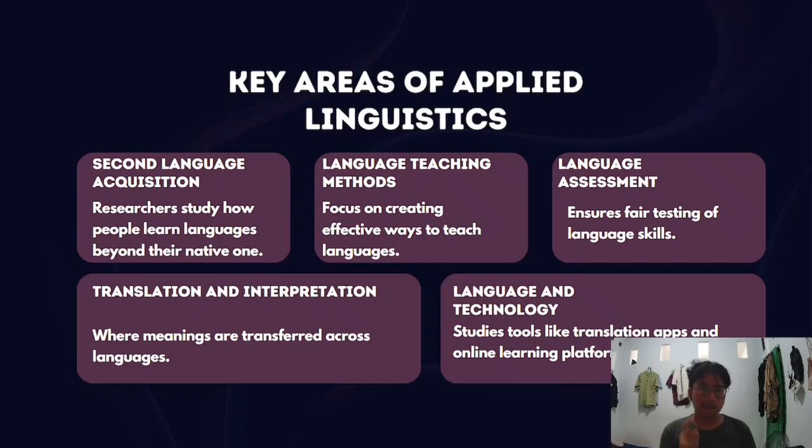The first, SLA or second language acquisition. Researchers study how people learn languages beyond their native one. The second, language teaching methods, focus on creating effective ways to teach language. The third is language assessment, fair testing of language skills. The fourth, translation and interpretation, where meanings are transferred across languages. And the fifth, language and technology, studies tools like translation apps and online learning platforms.